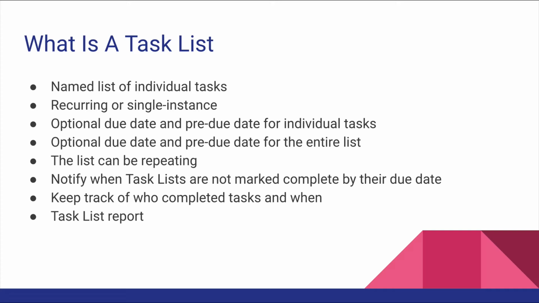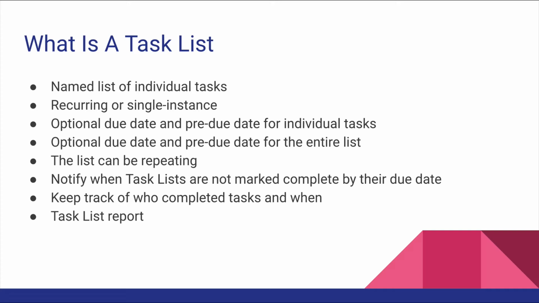So they are named lists of tasks. They can be recurring or single instances. You can set due dates and even pre-due dates for individual tasks and for the entire list itself. Now, when a task is completed, it keeps track of who marked it complete and when they marked it as complete. And the same thing for a task list. You can mark the entire task list as completed, and it keeps track of who marked it as completed and when.